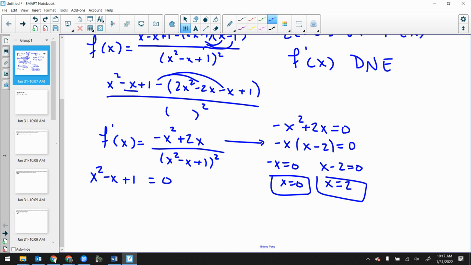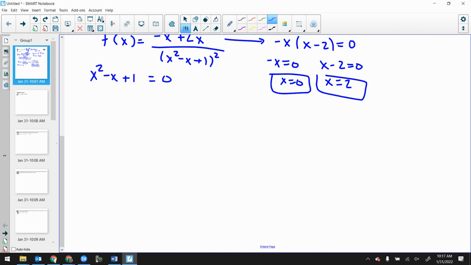Now, can I factor that though? Bummer. I can't factor that. So I've got to do something different. Well, I guess I could complete the square if I'd really like to, but you guys would probably throw things at me. Let's do the quadratic formula. The opposite of b plus or minus the square root of b squared minus 4ac all over 2 times a.